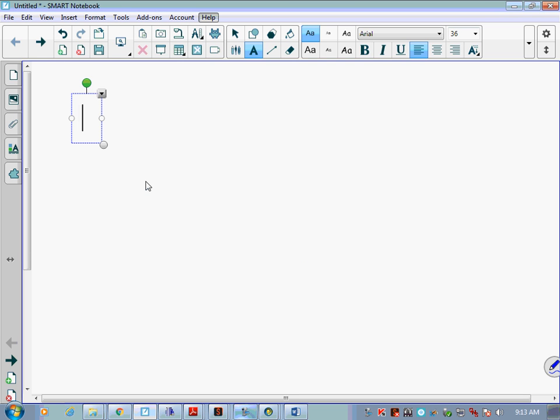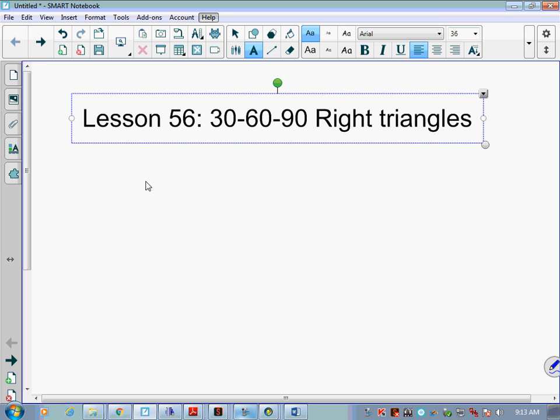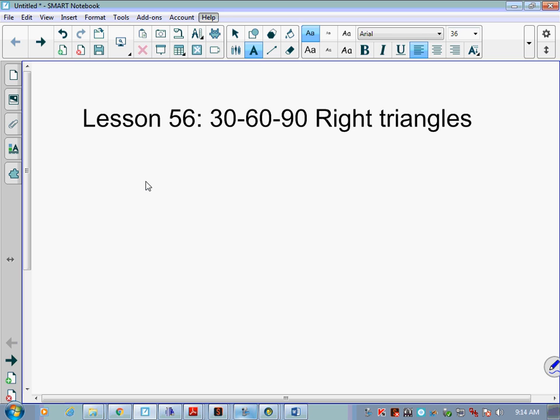Right, today we're going to be looking at Lesson 56 and Lesson 57 in your geometry book. Lesson 56 starts on page 368. In this we're going to be looking at 30, 60, 90 right triangles. Hopefully we remember our 45, 45, 90 triangles, right? We've covered that. This is similar, except it's different ratios. So instead of 45, 45, 90, obviously we're at 30, 60, 90.